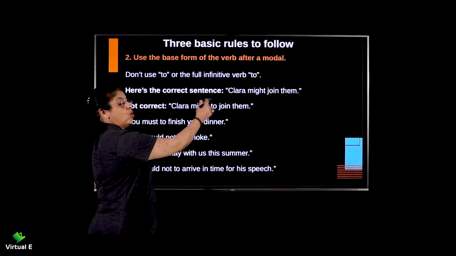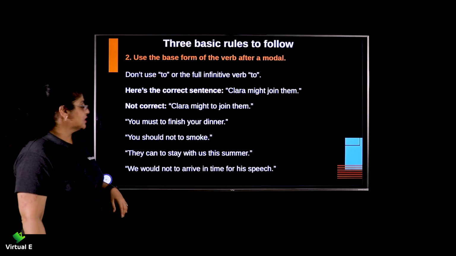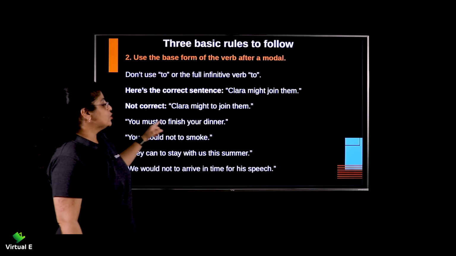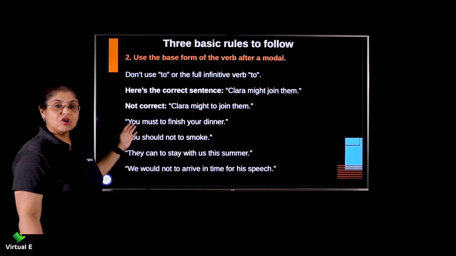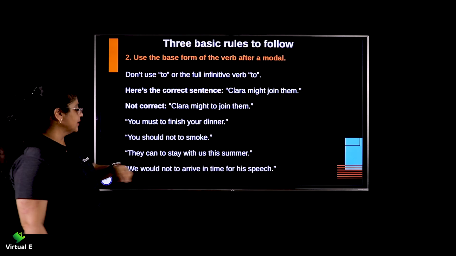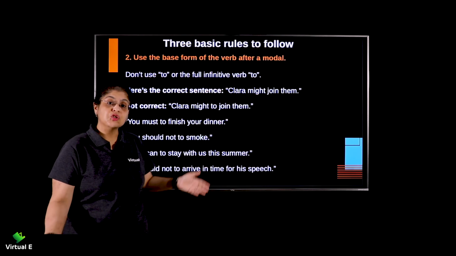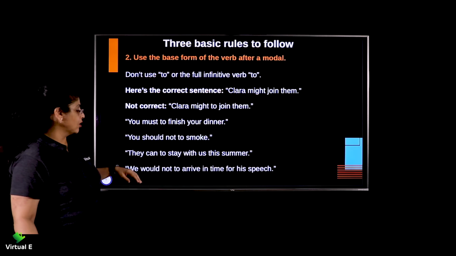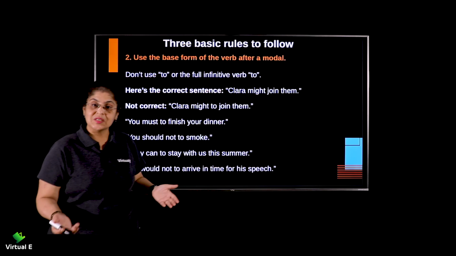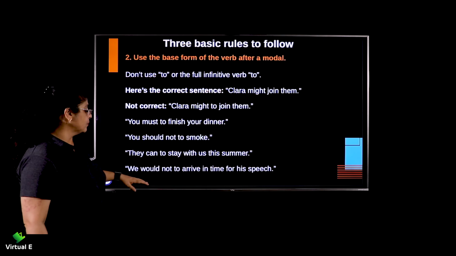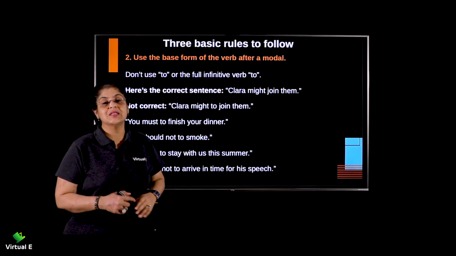So basically you don't have to use the word to. You have to use the verb in its base form. You must to finish your dinner. Again, it's wrong. The to is not required. You must finish your dinner. You should not to smoke. You should not smoke. The to is wrong. They can to stay with us this summer. To stay, the to is not required. We would not to arrive in time for his speech.